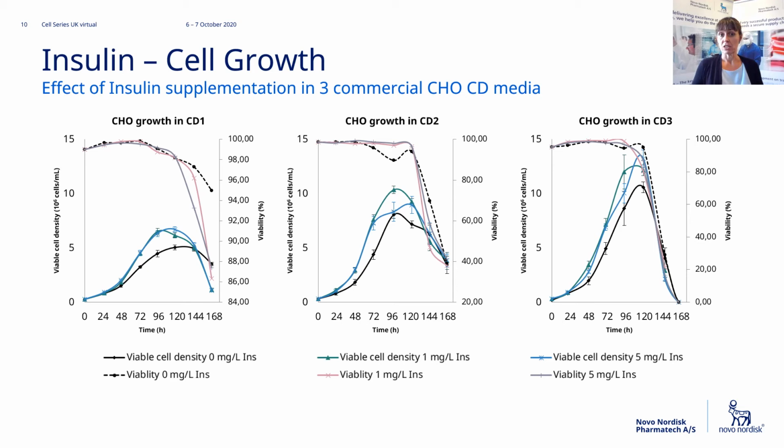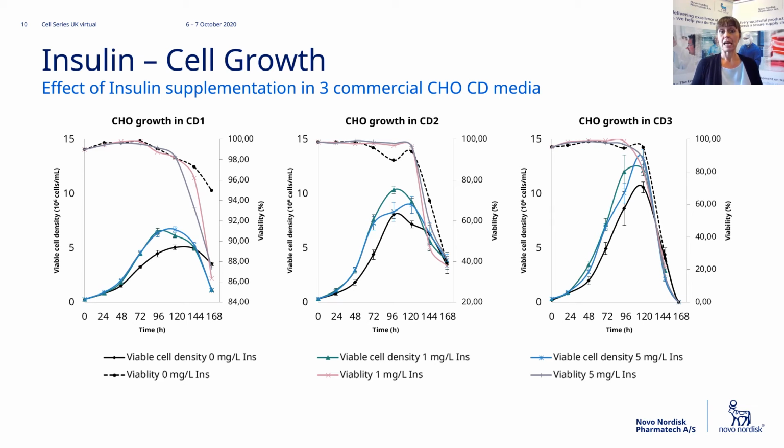As a follow-up to this study, the effect of insulin media supplementation was tested in 3 types of commercially available CHO-S CD media, called here CD1, CD2, and CD3. And that was to compare cell growth and cell productivity in a suspension batch CHO cell culture system. The black diamonds show the negative control, CD media without insulin, and the green and light blue lines represent respectively 1 milligram per liter and 5 milligrams per liter of insulin supplementation.